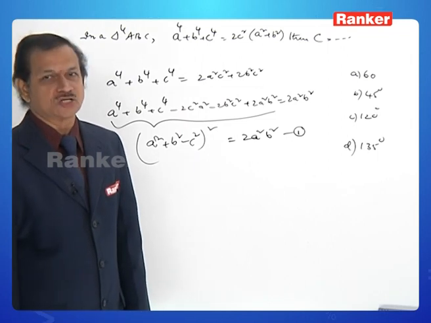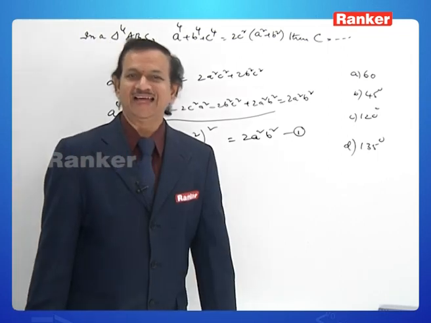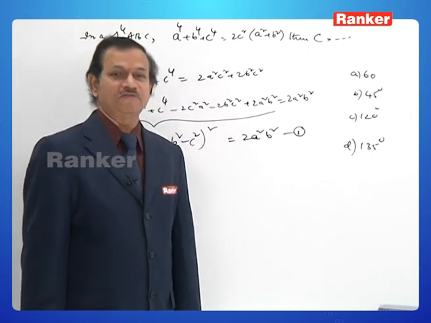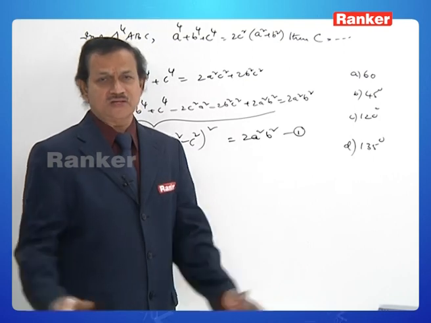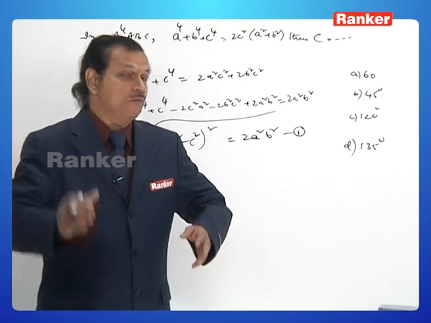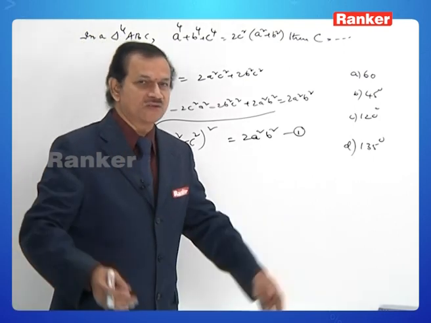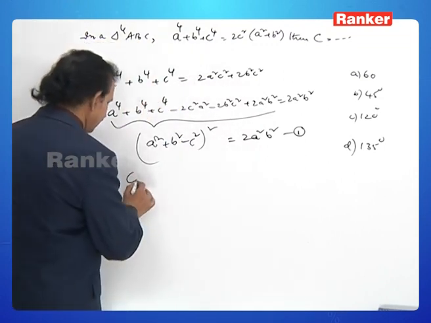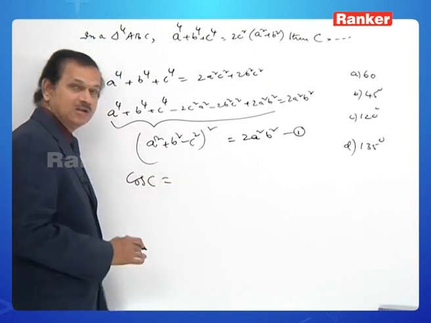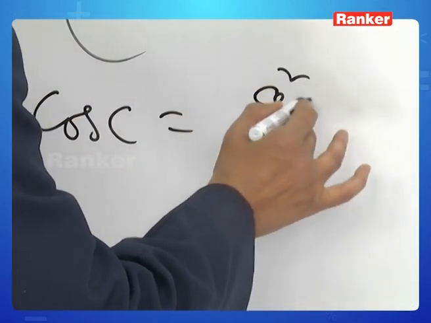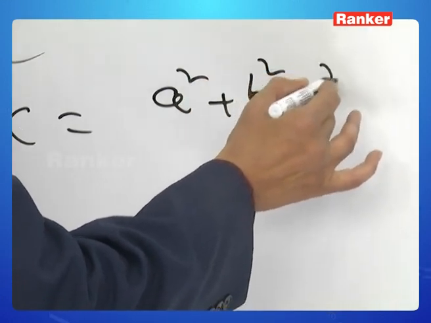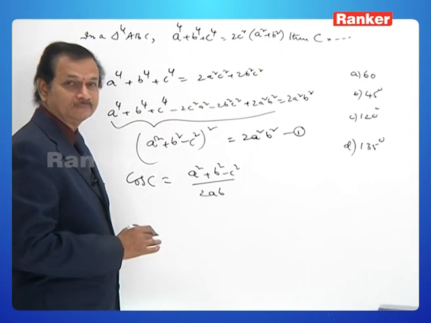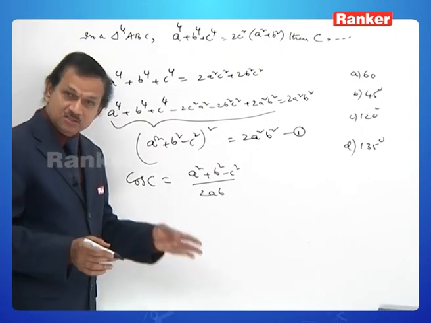What is asked actually? The measure of the angle C. Well, my dear, you please collect a formula to measure the angle C, either sin C or cos C or tan C, in which a square, b square, c square are involved. What is the formula about that? We are very happy we could have had a beautiful formula for cos C as a square plus b square minus c square by 2ab.